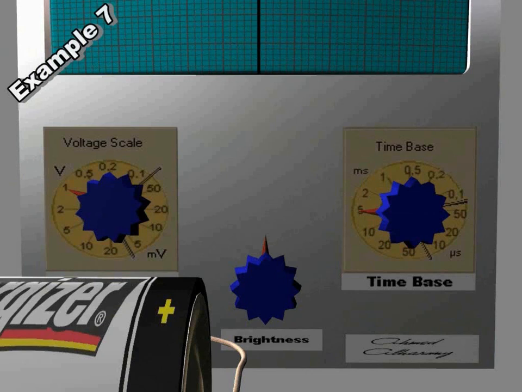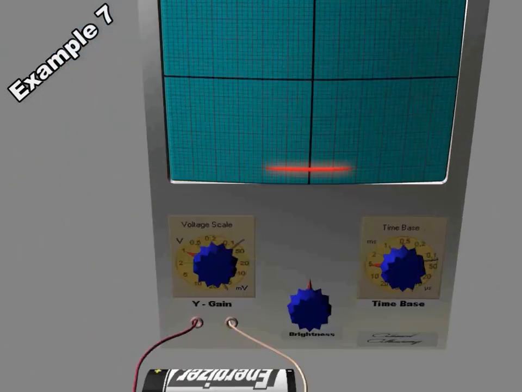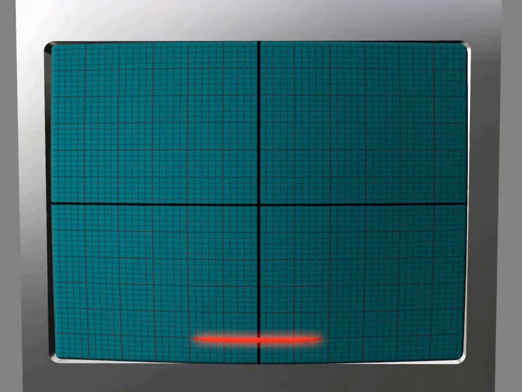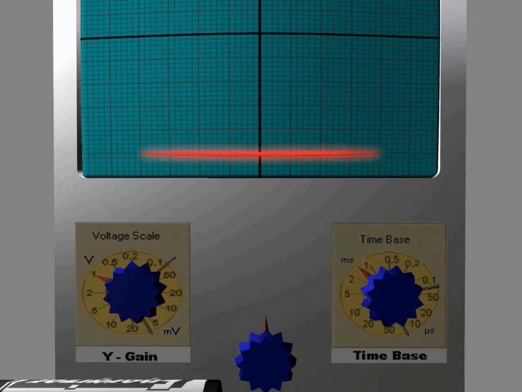Example number 7. If we reverse the connection of the battery, the line will now be at the bottom, below the center of the screen. Changing the scale to a smaller value will cause a longer line.